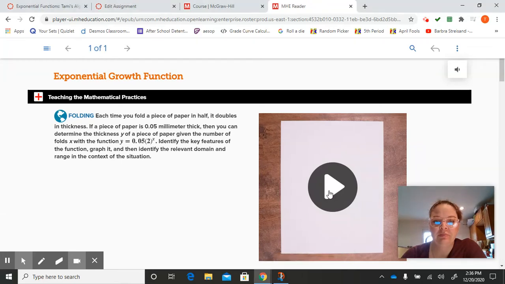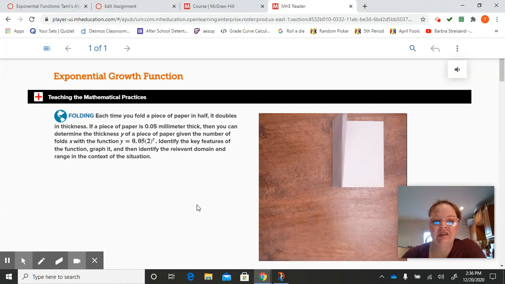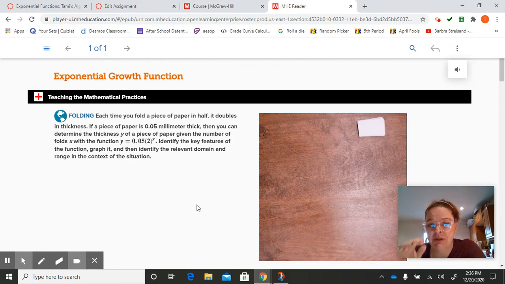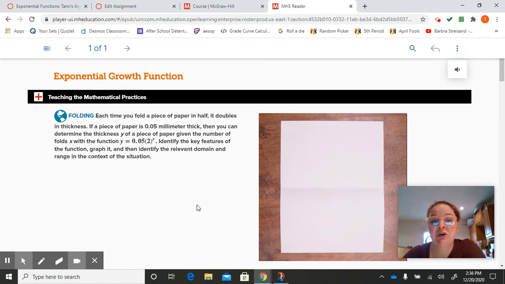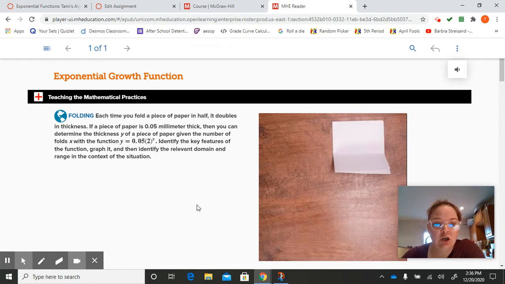Each time you fold a piece of paper in half, it doubles in thickness. If a piece of paper is 0.05 millimeter thick, then you can determine the thickness y of a piece of paper given the number of folds x with the function y equals 0.05 times 2 to the x power.